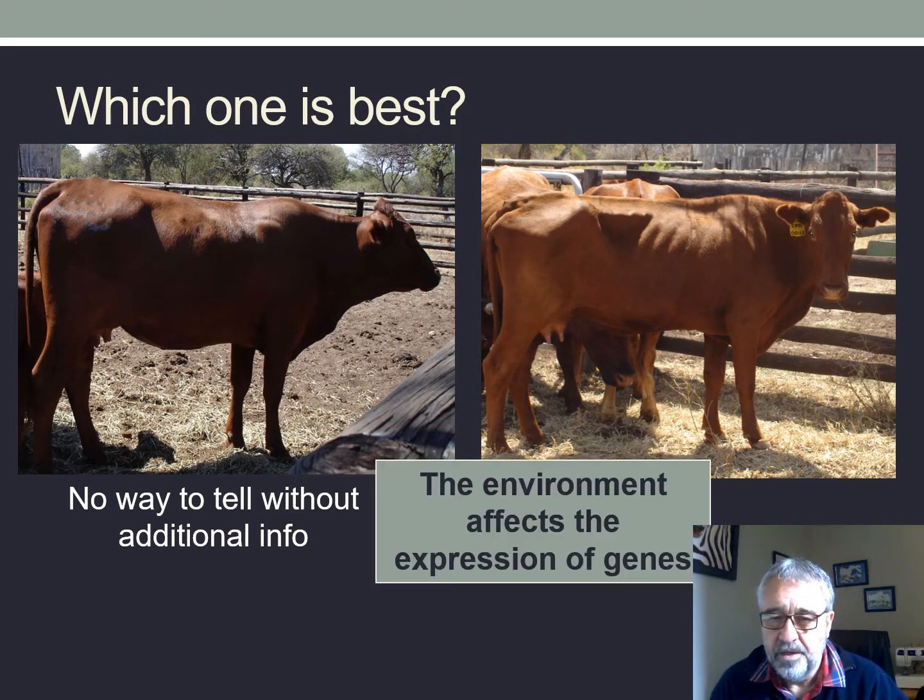So in short, we can say that the environment affects the expression of the gene. Any of these cows can be genetically superior to the other one, but the expression of those genes can be elevated or can be suppressed by the environmental influences on the expression of those genes.